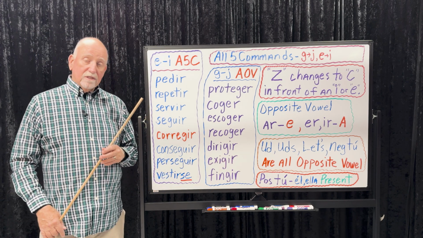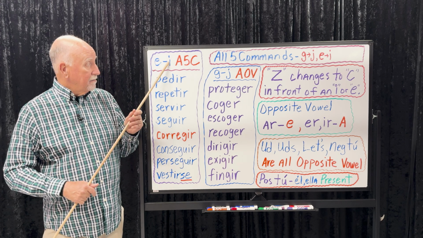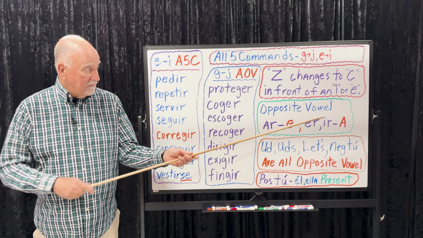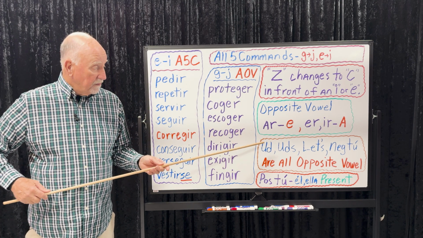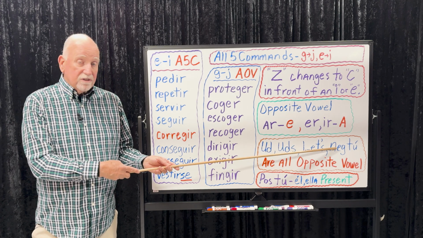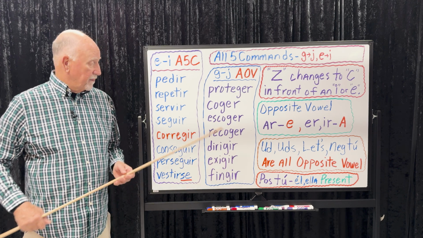Servir. Tell an usted person to serve the food. You take sirvo, E to I, and take the O, throw it away, and add the opposite vowel, which is A. So now you have S-I-R-V-A, sirva. Here you go. Sirva, sirvan, sirvamos, and no sirvas. The 2 command positive, sirve with an E.